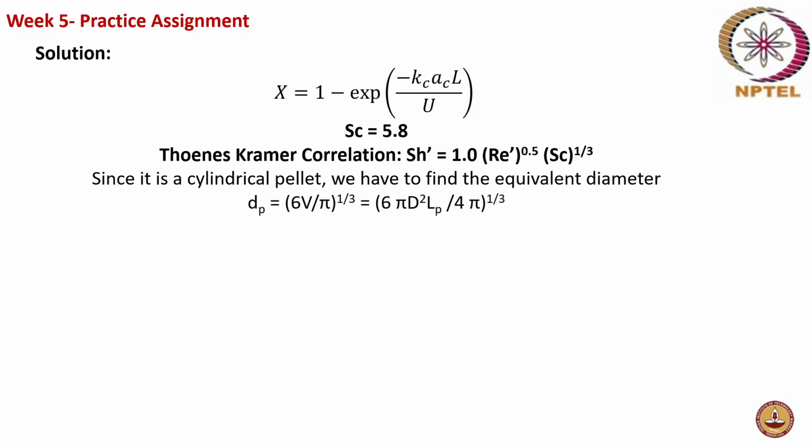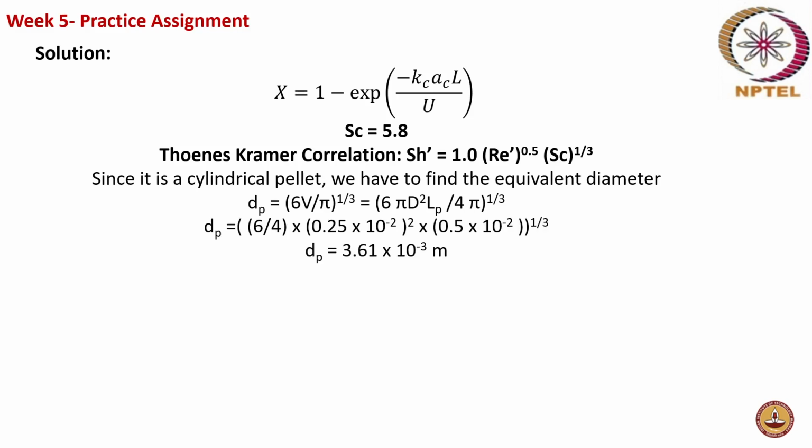It is pi d square into L. So pi d square into LP, volume of your cylinder is pi d square into LP by 4. So substituting that, you will end up with 6 into pi d square LP by 4 multiplied by 5 multiplied by pi the whole power 1 by 3. So your pi and pi cancel out. So you will end up with 6 by 4 into d square LP whole power 1 by 3.